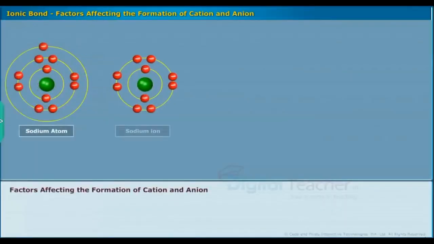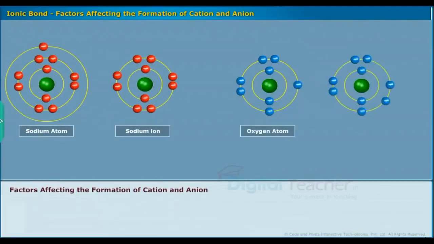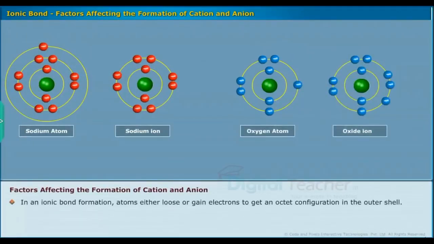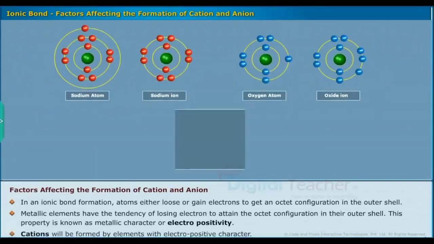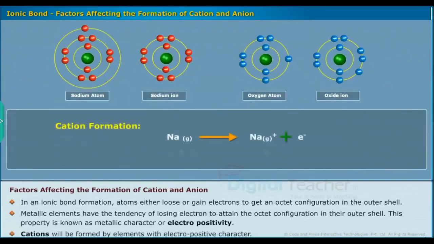Factors affecting the formation of cation and anion. In an ionic bond formation, atoms either lose or gain electrons to get an octet configuration in the outer shell. Metallic elements have the tendency of losing electrons to attain the octet configuration in their outer shell. This property is known as metallic character or electropositivity. Cations will be formed by elements with electropositive character.